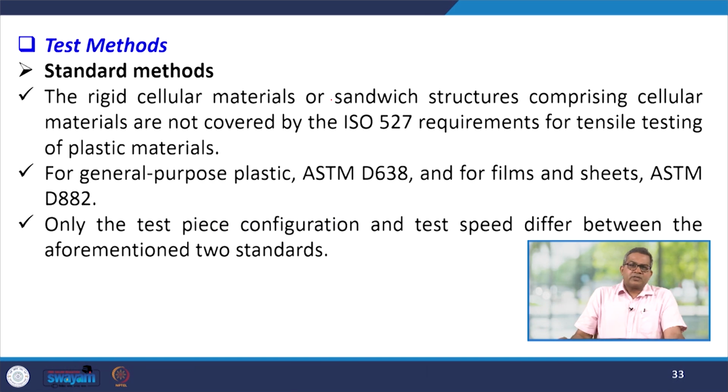Let us talk about the test method and the standard methods. Rigid cellular material or sandwich structure comprising cellular material is not covered by the ISO standard 527 requirement for the tensile testing of plastic material. For general purpose, ASTM standards are used; only the test piece configuration and test speed differ between these two standards.